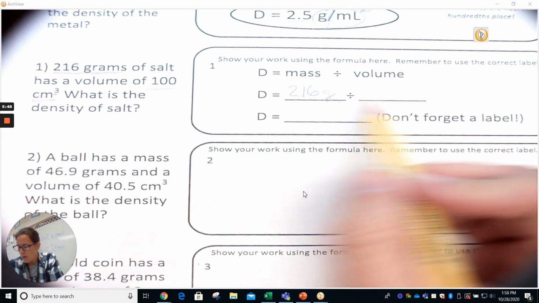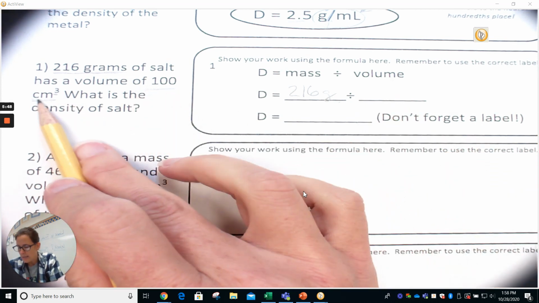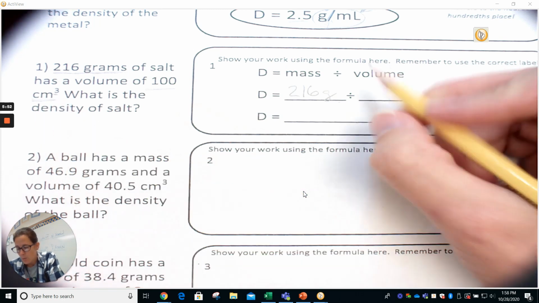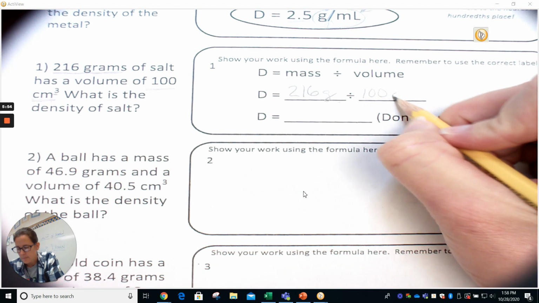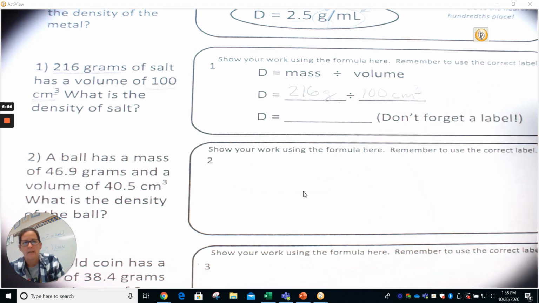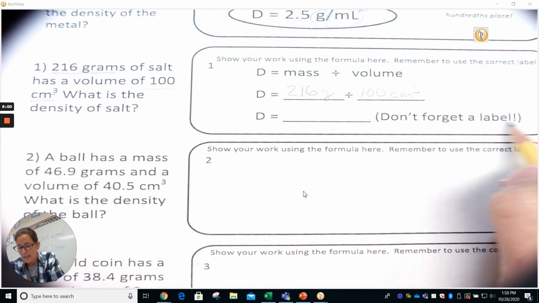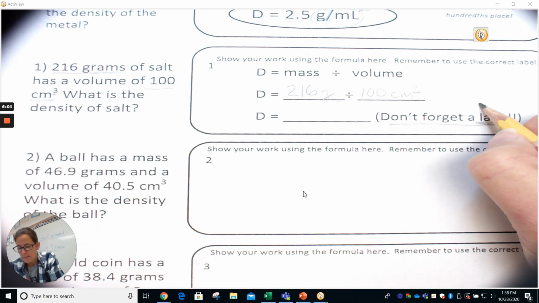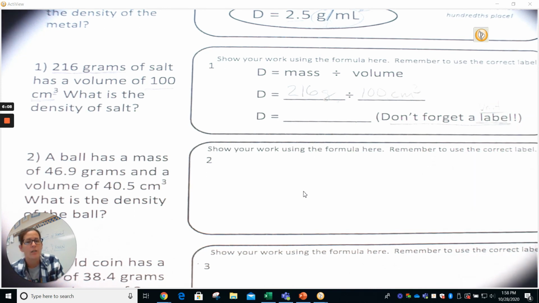We need our volume. Our volume is going to be 100 centimeters cubed. So I'm going to put 100 centimeters cubed right here. Okay, so don't forget the label. This worksheet says label, but I'm going to say unit.